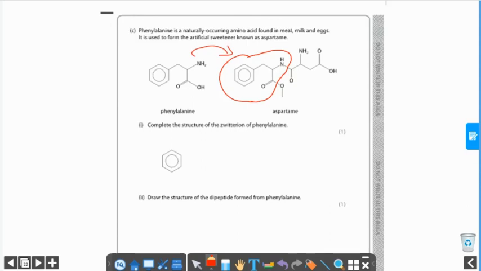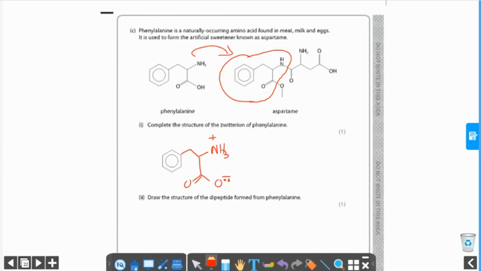Complete the structure of the zwitterion of this. A zwitterion is an ion which has two oppositely charged groups. So you have the O minus, and the proton goes to the amine group. So H plus goes and protonates the NH2, where NH2 turns out to be NH3 plus.